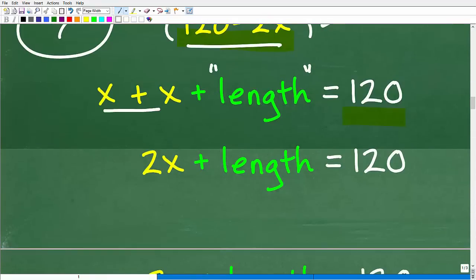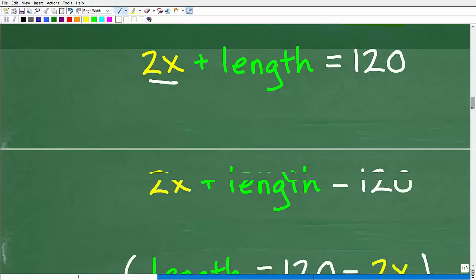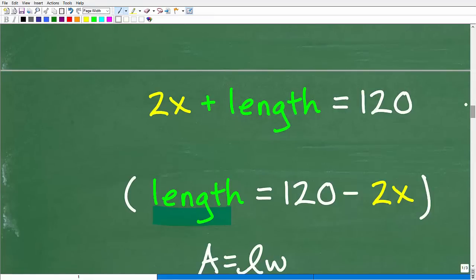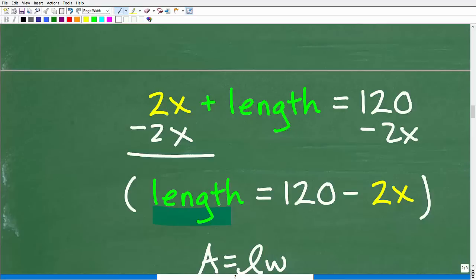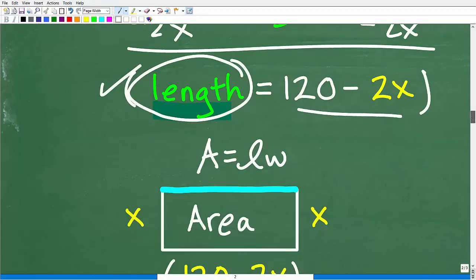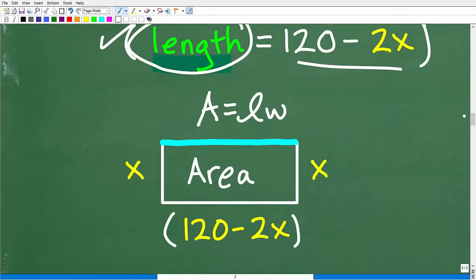So x plus x is 2x, so 2x plus the length is 120. I can solve for the length by subtracting 2x from both sides of the equation. If I subtract 2x from both sides, I'm left with the length is equal to 120 minus 2x. So you see that right there? The length of this rectangle is this expression right here, 120 minus 2x. So that's how we come up with our 120 minus 2x.